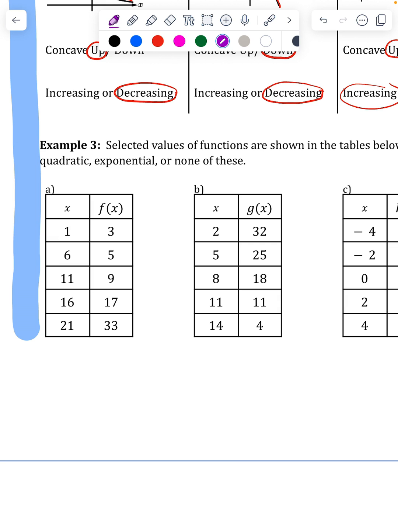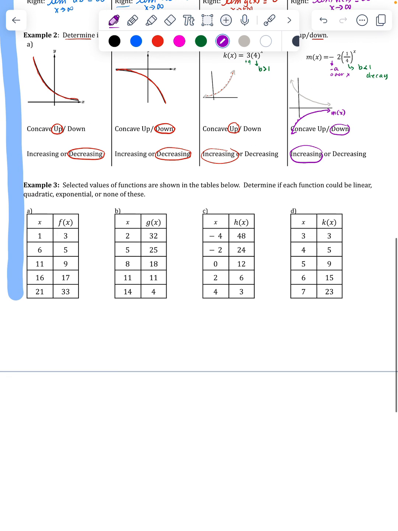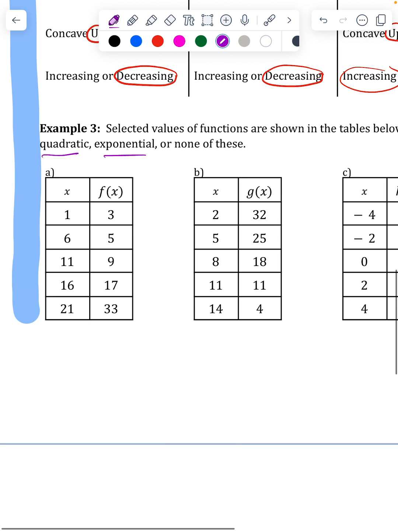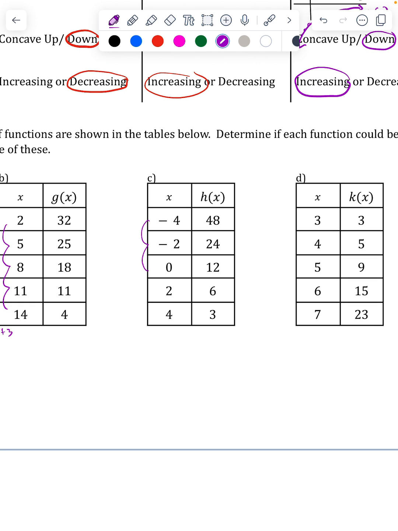Okay, last thing. Selected values of functions are shown in the tables, and we see these table problems a lot. You've got to think about what they want you to do. We are deciding if it's linear, quadratic, exponential, or none. Now, keep in mind that you want to watch for the interval values of the x's to stay the same. I believe these do, like these all go up by 5, so we can just pay attention to the y's. These keep going up by 3. So as long as you have equal intervals, these are going up by 2.